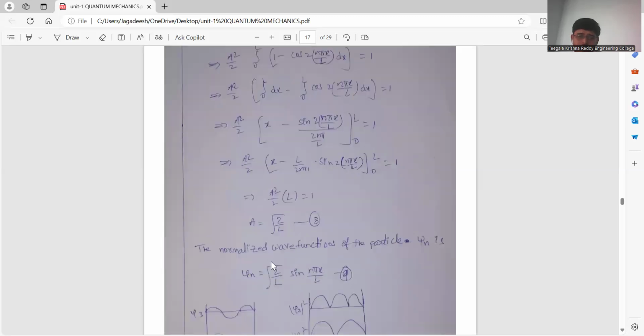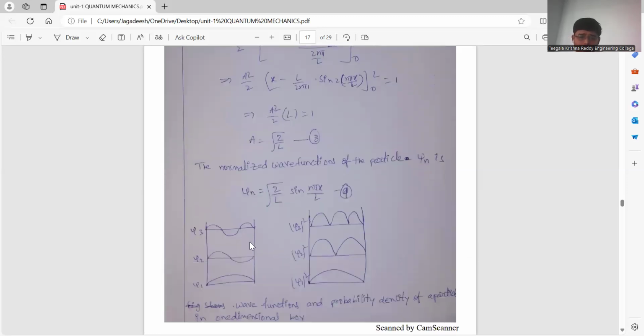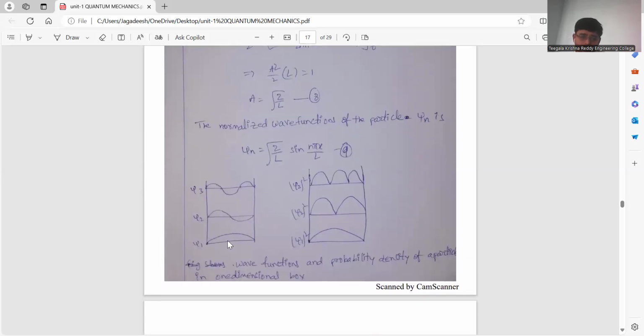The normalized wave function of the particle is psi n equal to under root of 2 by L sin n pi x by L. That is equation 9. So we write the wave functions. Here, for wave function 1, we substitute n equal to 1 in the equation. Then we apply n equal to 2, and the wave function is like this.